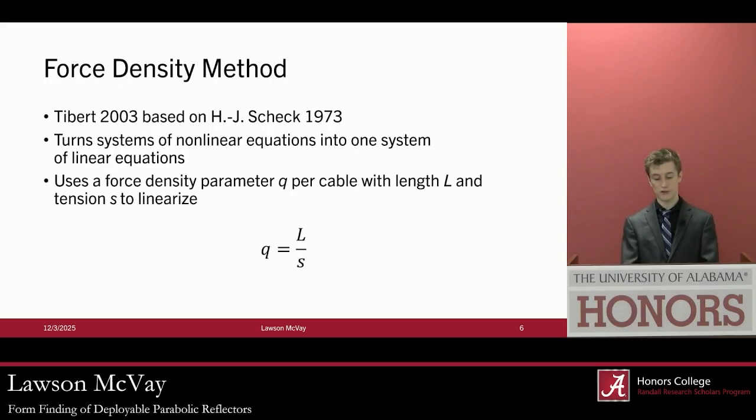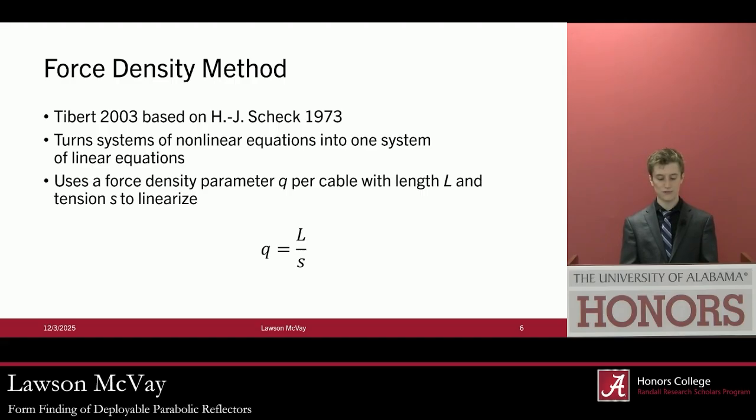The first method, which is a statical method, is the force density method, first proposed by H.J. Scheck in 1973 to facilitate the design of the Munich Olympic Stadium. While tensegrity structures had been developed for some time already, methods of modeling them and their measurements were limited and largely non-analytical. For example, they would make small models and try to extrapolate measurements of that, which is not necessarily best practice. The force density method proposes that the nonlinear equations could be reduced to a system of linear equations based on a force density parameter, which is defined as the tension in the cable divided by its length.